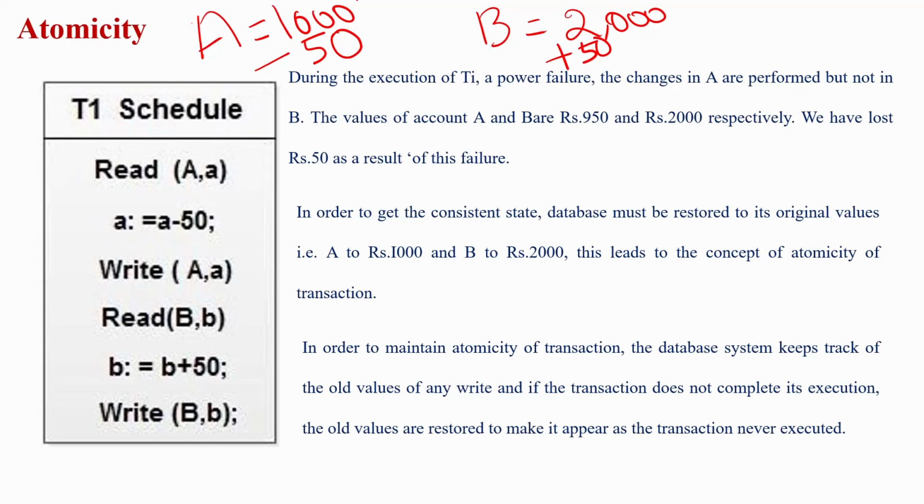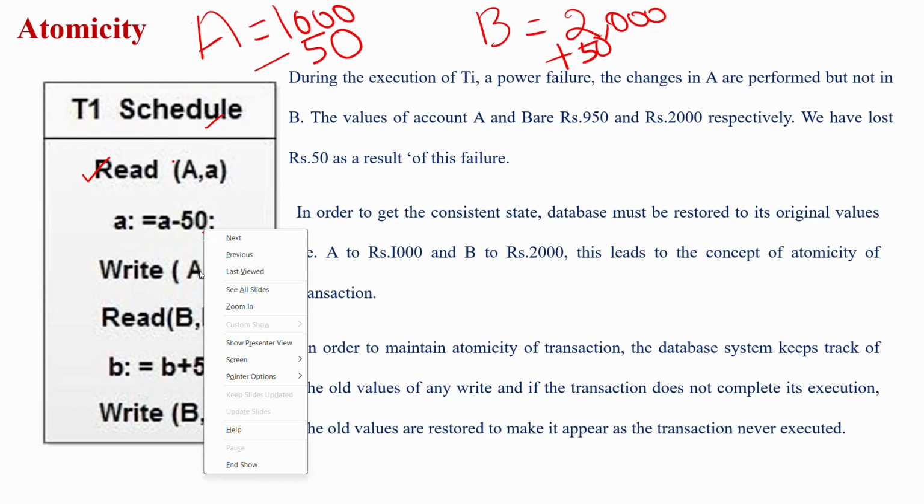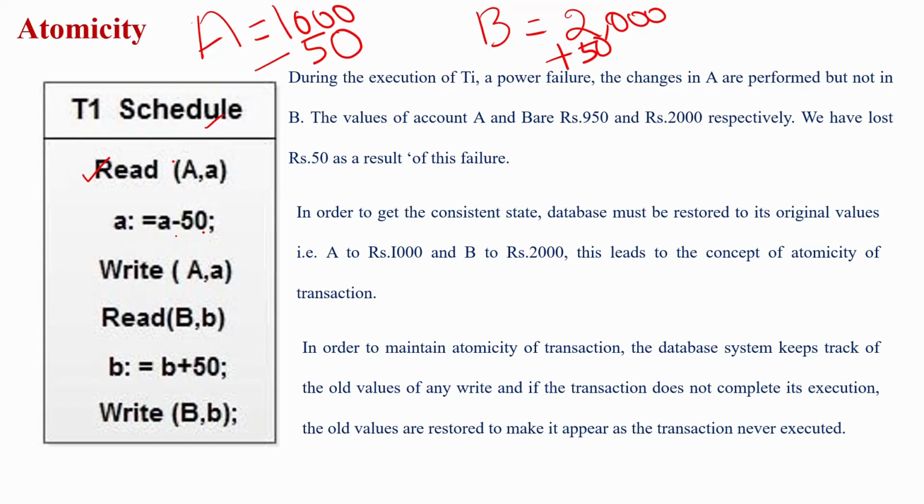These are the steps we are going to do in this T1 schedule. We read the amount in account A, subtract 50, and write the updated value, that is 950, in account A. Then we read account B, that is 2000, add 50, that is 2050, and write it in B. At the end of the transaction, A has 950 and B has 2050.